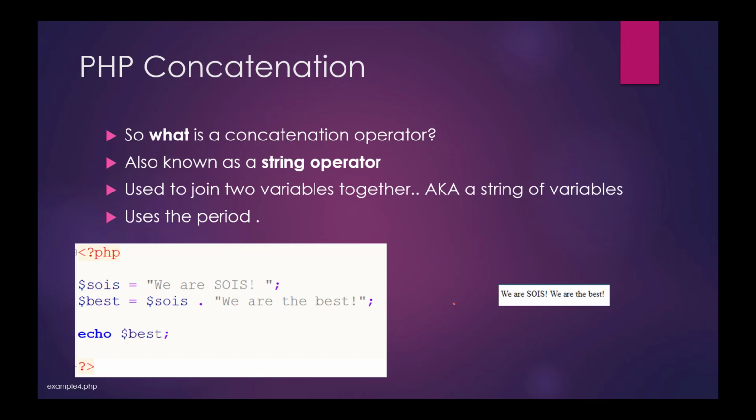So here's a very basic example of it. Let's say I have a variable called SOAS, so $SOAS is equal to "we are SOAS" with a semicolon. It's the string we are SOAS. And now I'm going to create a new variable called best, and I'm going to have that be equal to the variable SOAS concatenated with the string "we are the best". Now when I echo out that best variable, I end up with we are SOAS, we are the best.